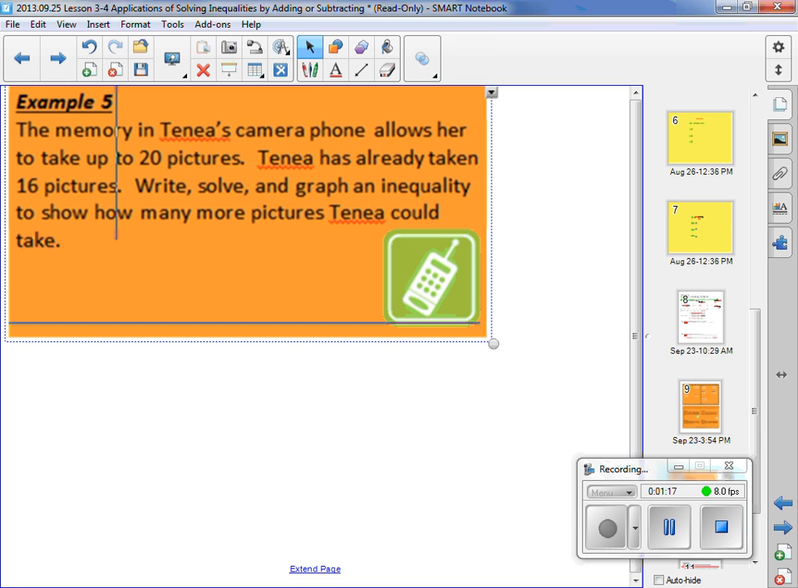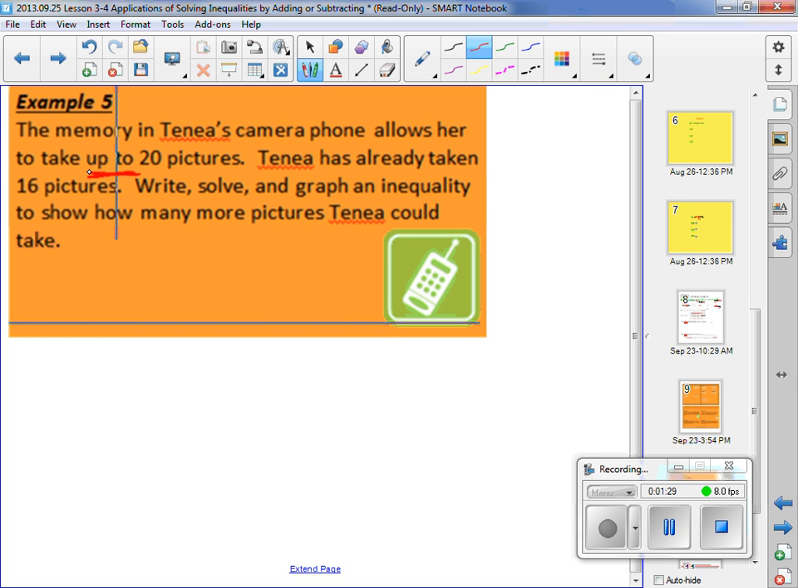So what you have to do is look for keywords that are going to tell you which direction your inequality symbol should face. Can anybody pick out the keywords on this one? Up to, yeah. If you're not sure what kind of words I'm talking about, under your flappies are all the keywords for the inequalities. Clarissa, find up to. It's under the less than or equal to flap. So up to means less than or equal to.